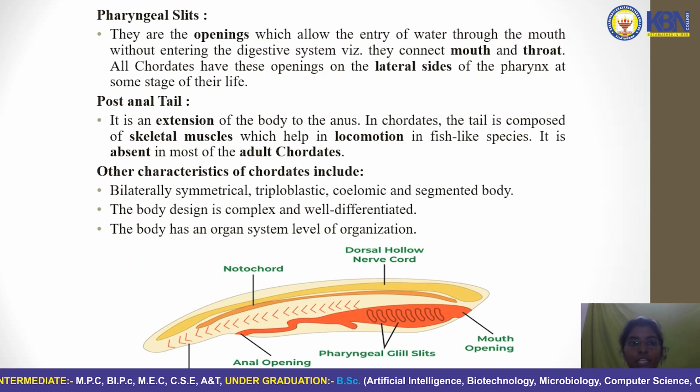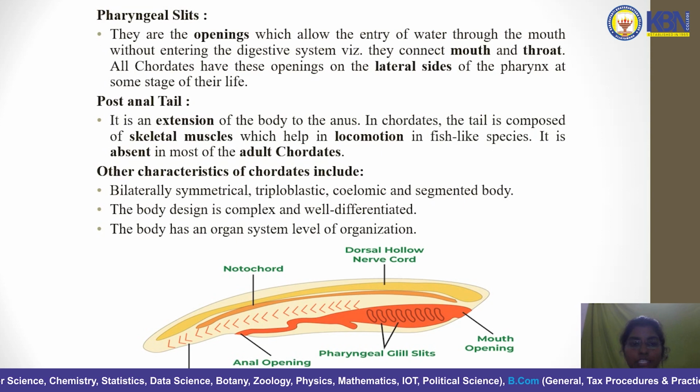Pharyngeal gill slits. They are the openings which allow the entry of water through the mouth without entering the digestive system. They connect mouth and throat. All chordates have these openings on the lateral sides of the pharynx at some stage of their life.